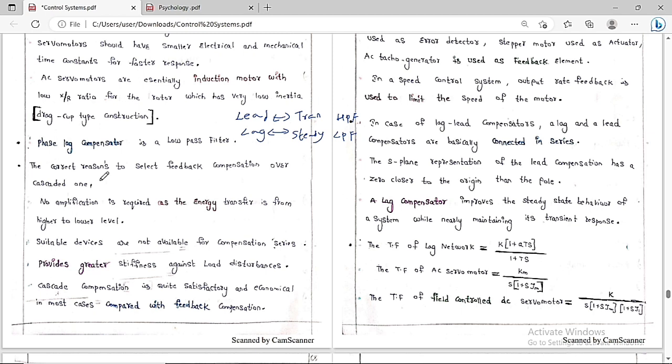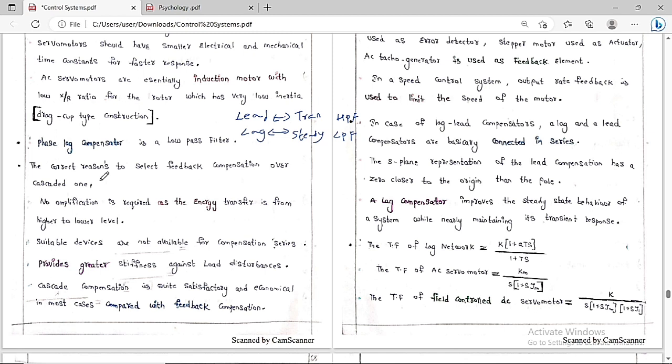So now we are going to see clearly these facts, which are the correct reasons to select the feedback compensation over the cascade one. We are going to tell you some basic reasons why we prefer the feedback compensation over the cascade compensation. Why is it like this? No amplification is required as the energy transfer takes place from higher level to lower level. So no amplification is required because the energy transfer is always from the higher level to lower level.